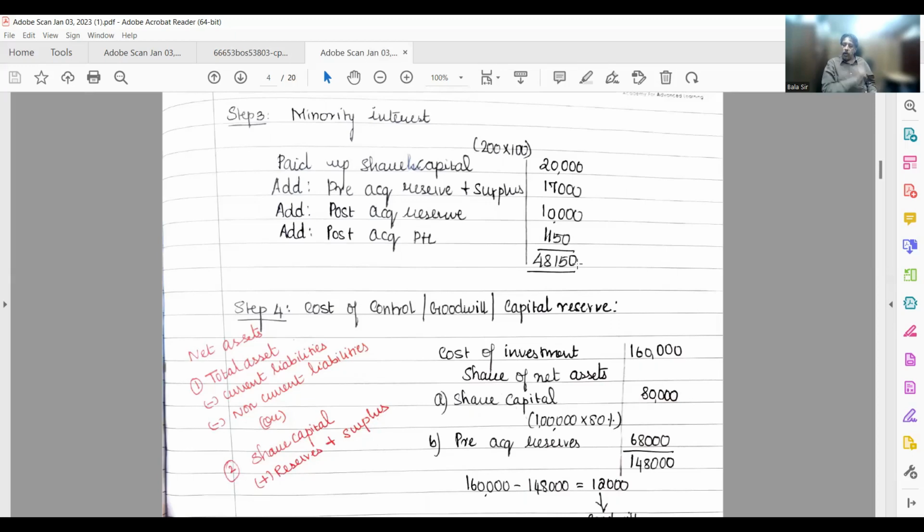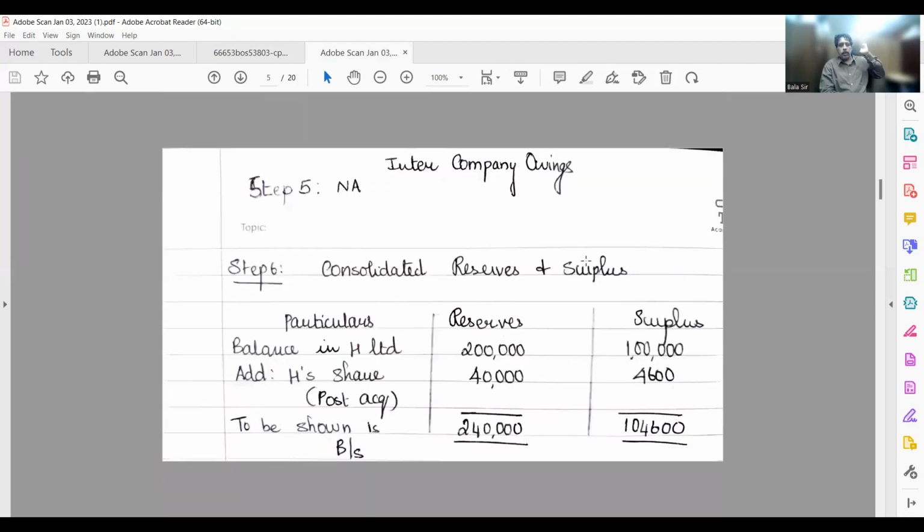Then add a minority share of pre-acquisition reserves and surplus. How much? 17,000. Then add a post-acquisition share of reserves. How much? 10,000. Only the minority share, okay? And then post-acquisition profits, how much? 1,150. You can either say P&L or surplus, it doesn't matter. Total how much? 48,150. And that is the minority interest to be shown in your balance sheet. And then we are done with step number 3.